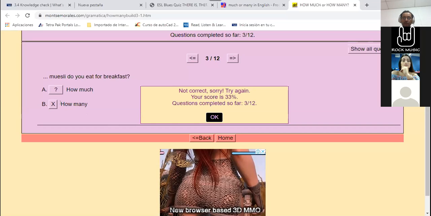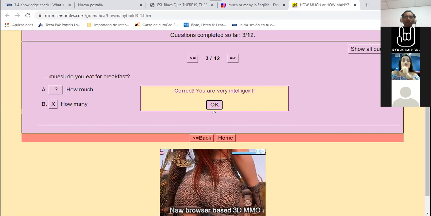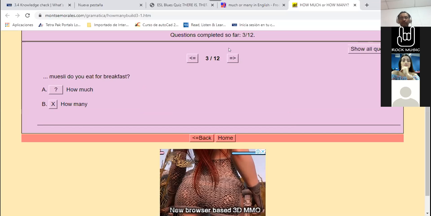Mostly is like a cereal, but like oatmeal, like Quaker. Like avena, but cereal, but more cereal. Okay.